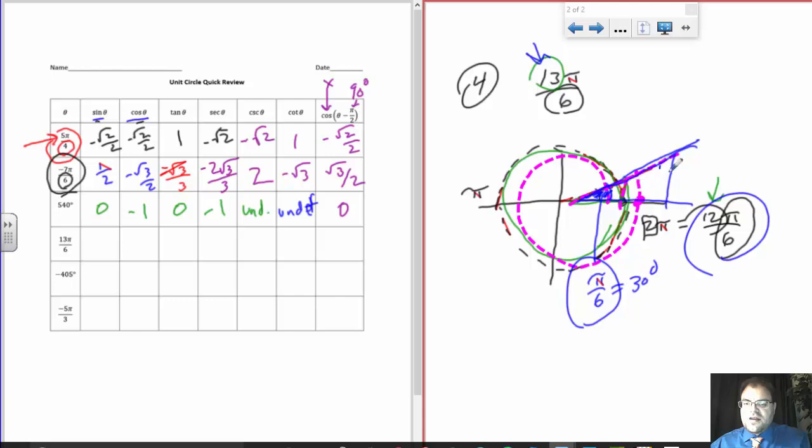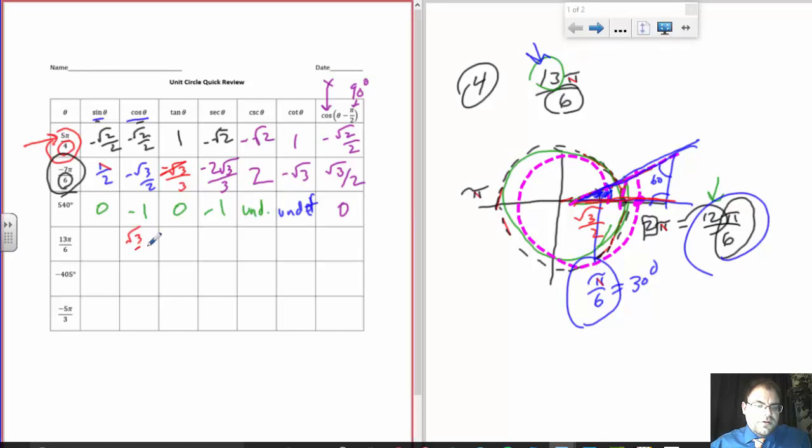Remember, you're always going to see the 30, 60, 90 or the 45, 45, 90. This distance right here is what I'm looking for, and I know the ratio of that triangle. This distance should be root 3 over 2. It's positive. That's the cosine of that angle, which is root 3 over 2. The sine is this y value that I now know, which is a half. Once I have those two, it's going to open up a lot of doors for me.